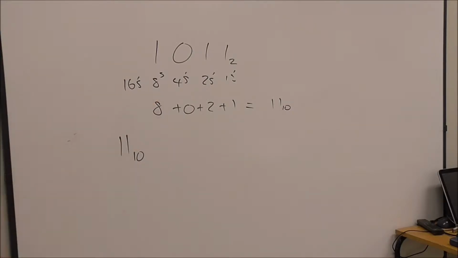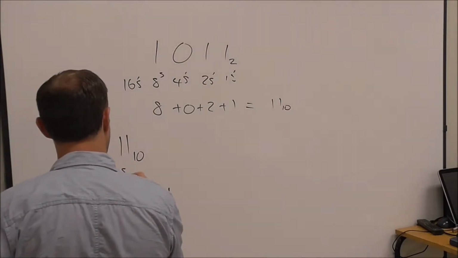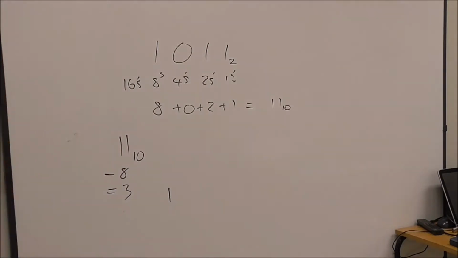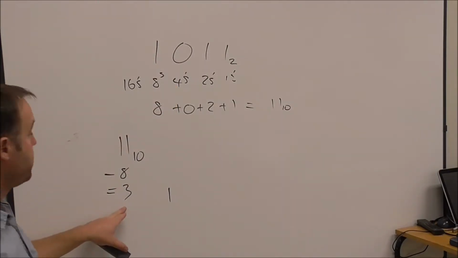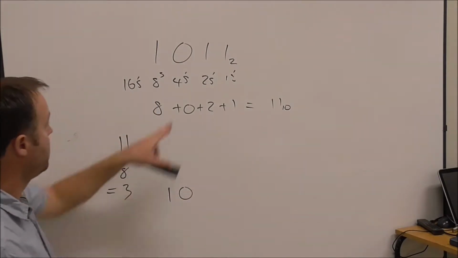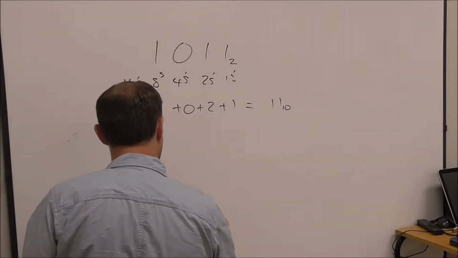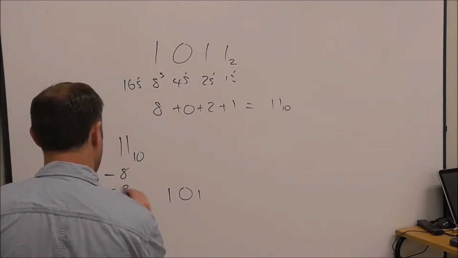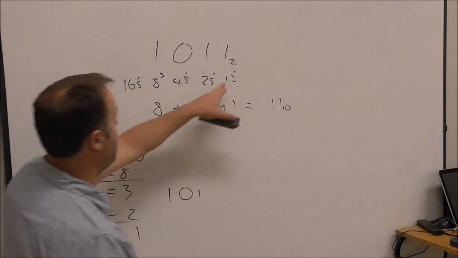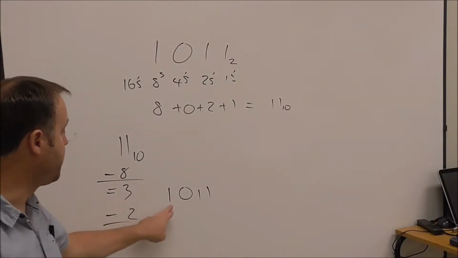But 8s will fit in it. So I'm going to have 1 lot of 8. Then I subtract 8 from this. So 11 minus 8 is equal to 3. Okay? Now the next one is 4. Bigger than that? It is. So I can't have any 4s in it. But the next one, 2, will fit in that. So I'm going to subtract 1 of those from that, and I'm left with 1 and 1s. Okay, so I can keep subtracting powers of 2 from it. And so that works out.